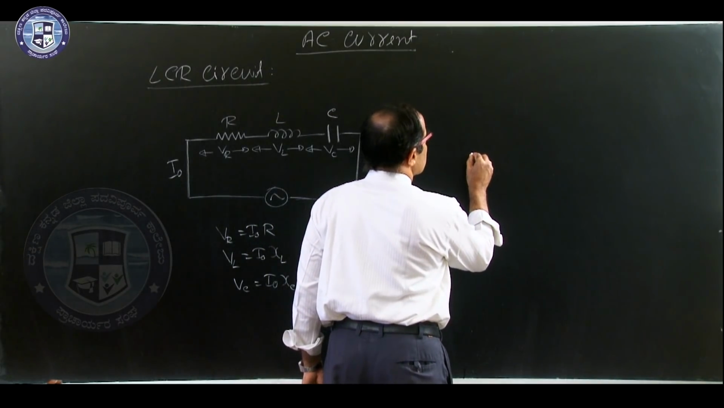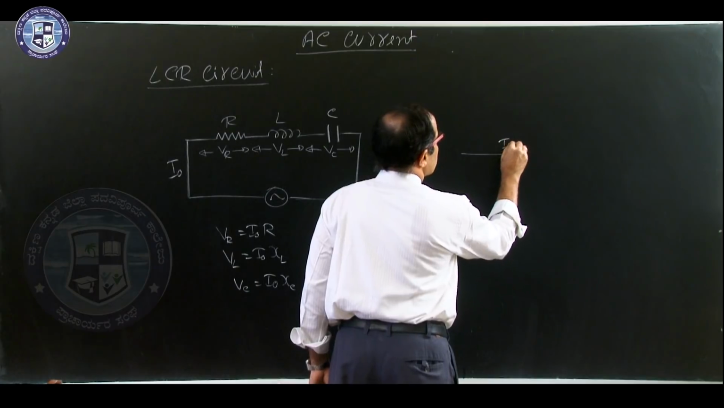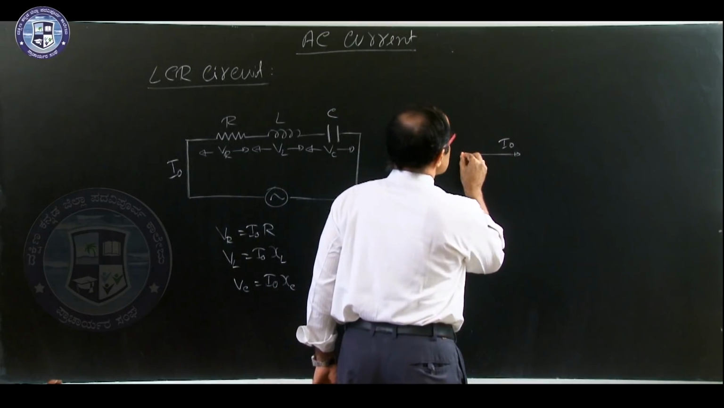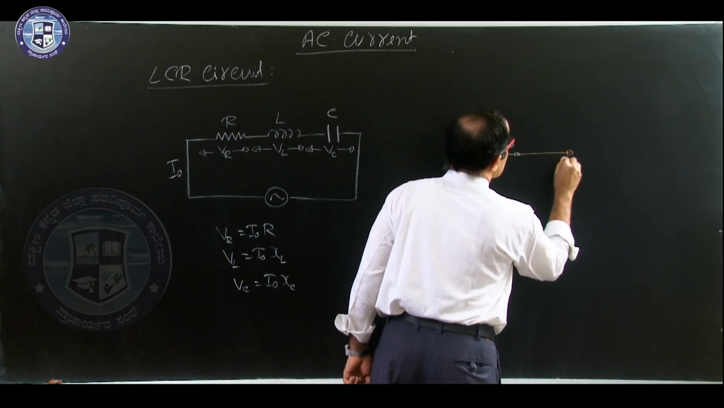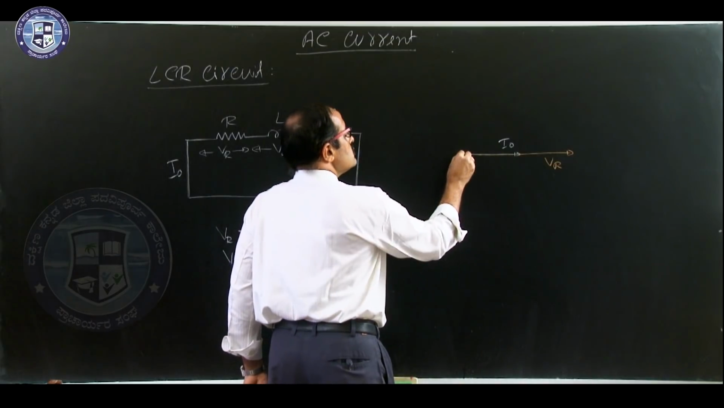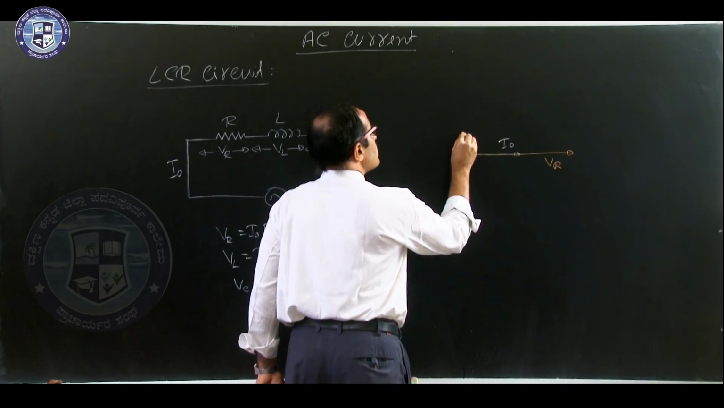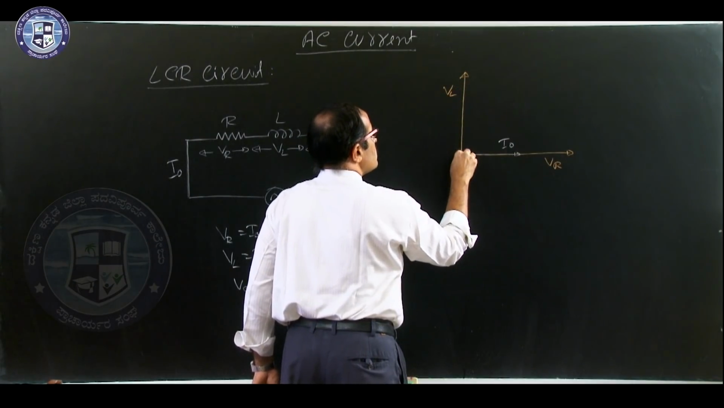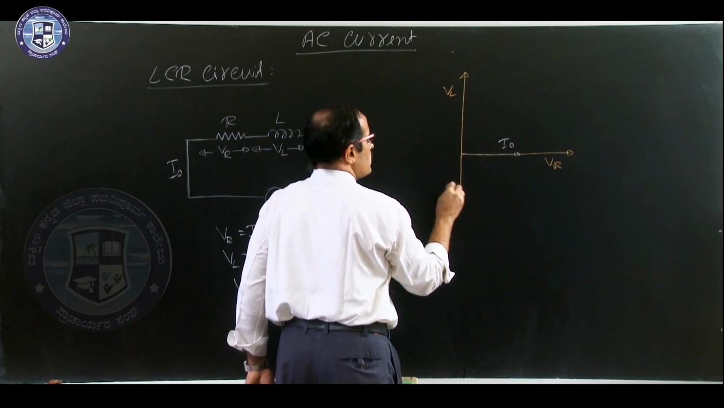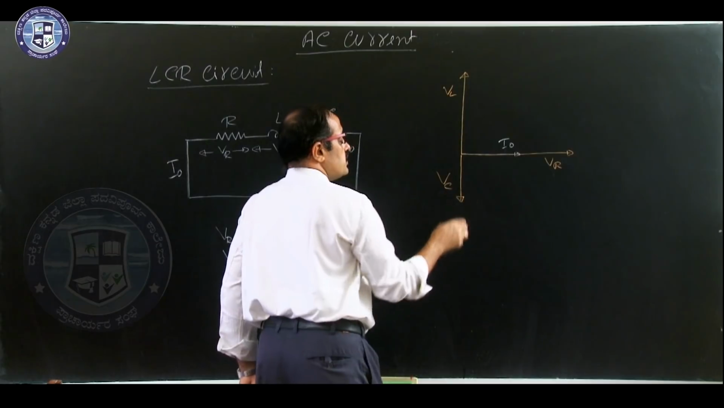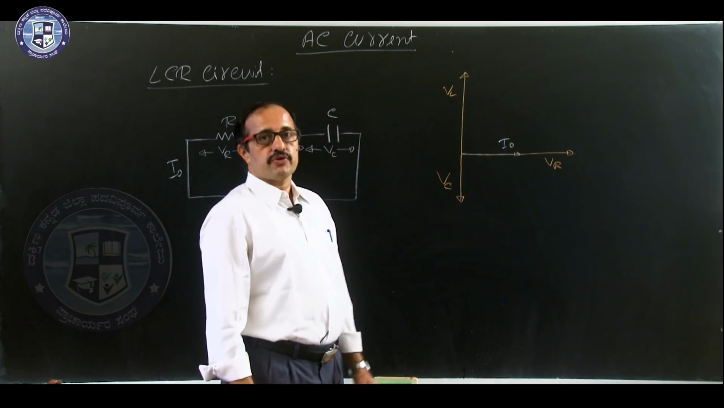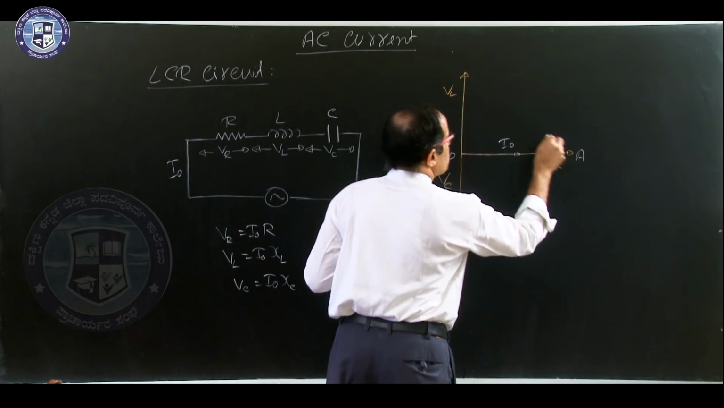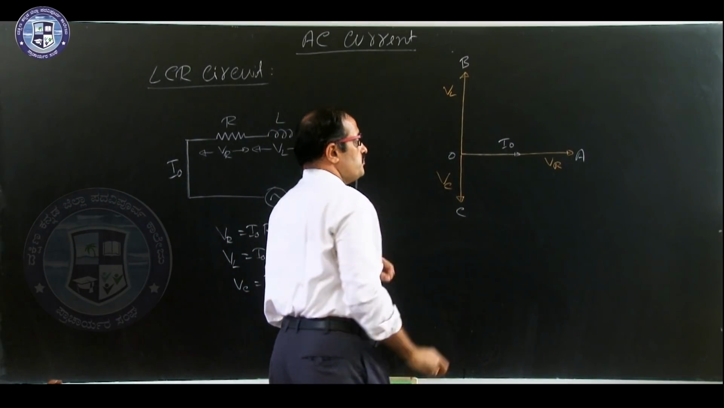Now, see here the phasor drawing is like this. This is I naught. We make a simple drawing, I naught, and in the same direction we have VR. Then with respect to I naught, VL is leading by 90 degrees and the voltage across the capacitor is lagging with respect to current, that is VC. So, this is the simple phasor drawing. This is now origin, this is A, B and C.